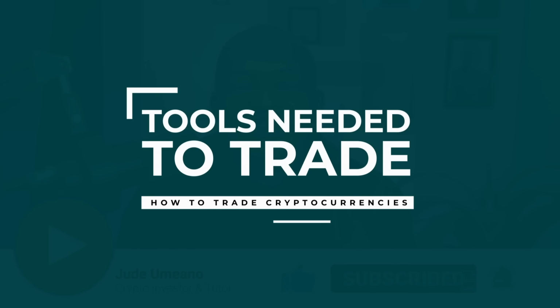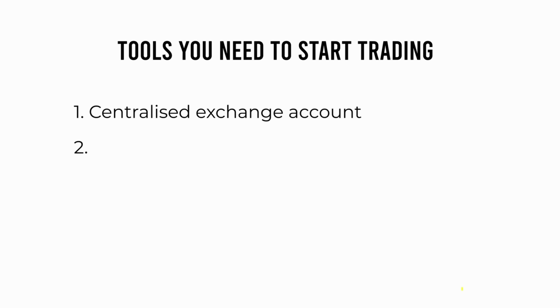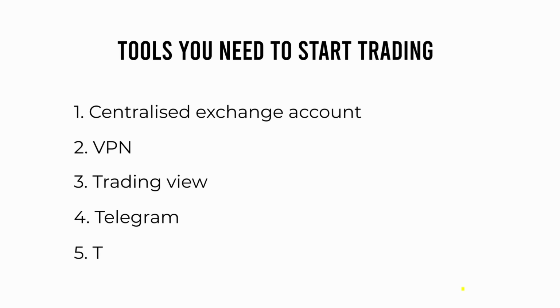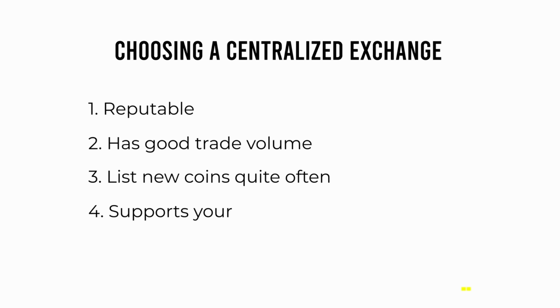Now, what do you need to trade spot? One, you need a centralized exchange, you need a VPN, you need a TradingView account, you need Telegram, and you need a trading strategy. When choosing a centralized exchange to trade, you'll want to choose an exchange that is reputable, has good trade volume, lists new coins quite often, supports your country, and is easy to use.